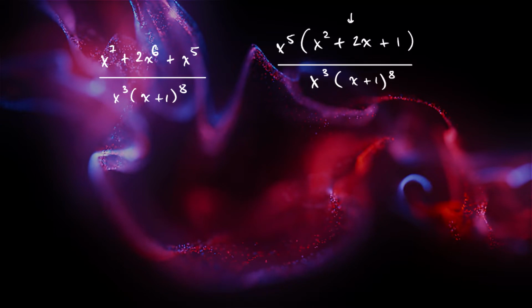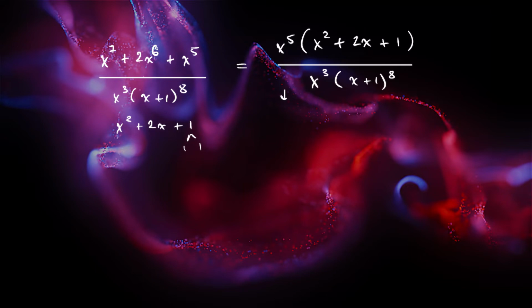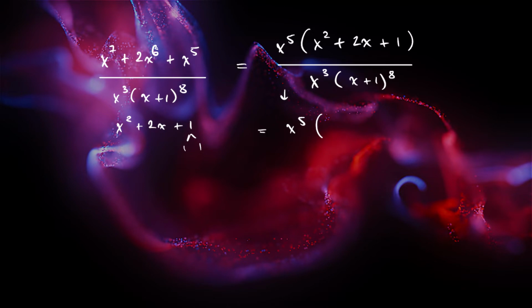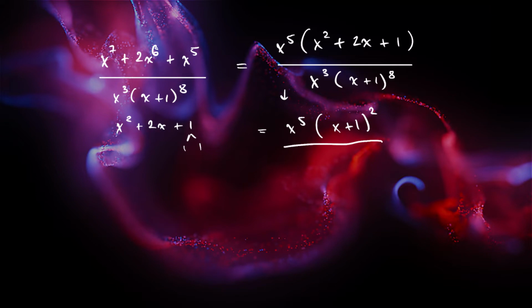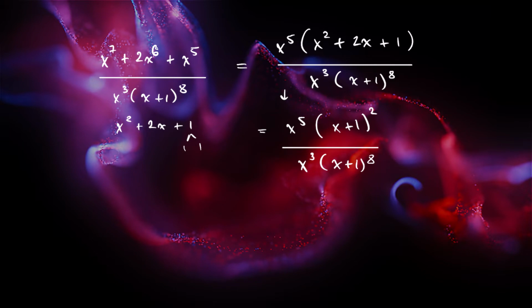Now, we've got a quadratic term in the numerator, right? So we can factorize that using the techniques that we know. If we have x squared plus 2x plus 1, then we know 1 times 1 gives me 1, and 1 plus 1 gives me 2. So we can simplify this rational expression even further. So we've got x to the power of 5 multiplied by x plus 1 squared, all over x cubed multiplied by x plus 1 to the power of 8. So now we can simplify this down by comparing the powers.